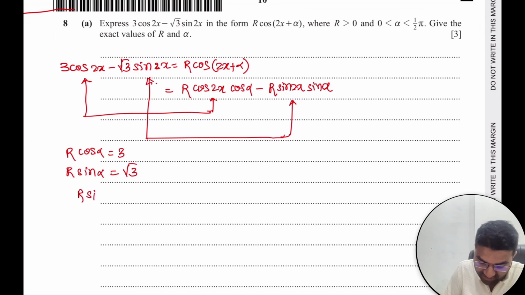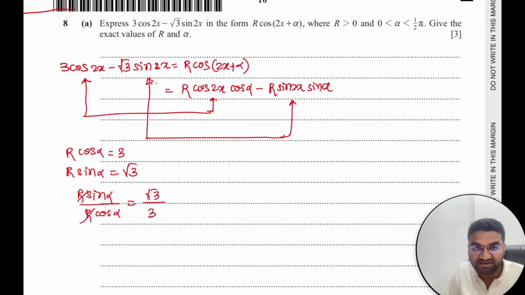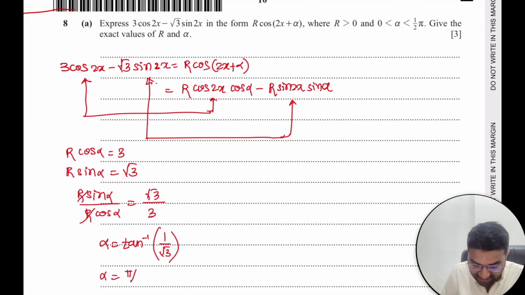So r sin alpha upon r cos alpha is equal to root 3 upon 3. So r gets cancelled out, and here alpha is equal to tan inverse of 1 upon root 3, and we will get alpha is equal to pi by 6. We will get the exact answer straight away.